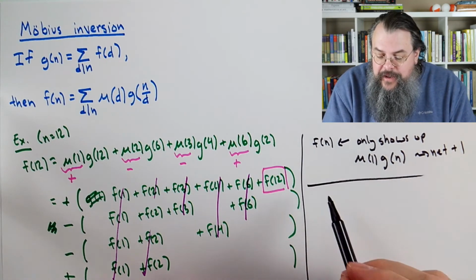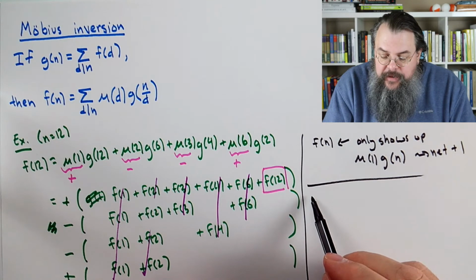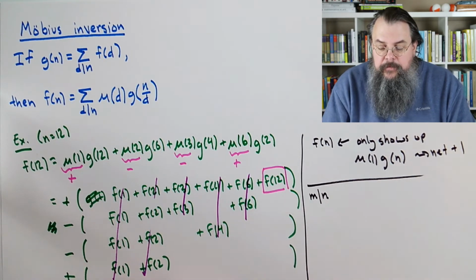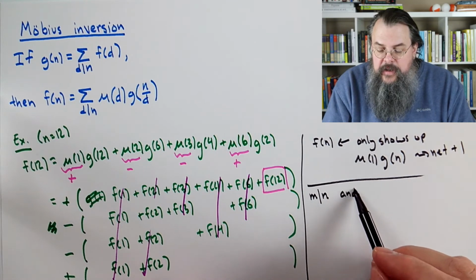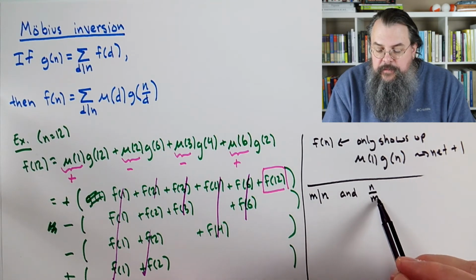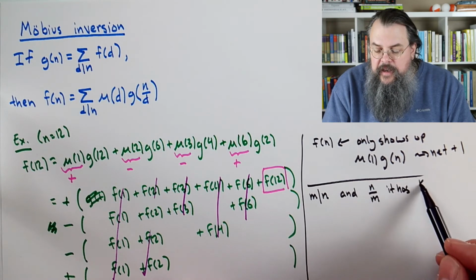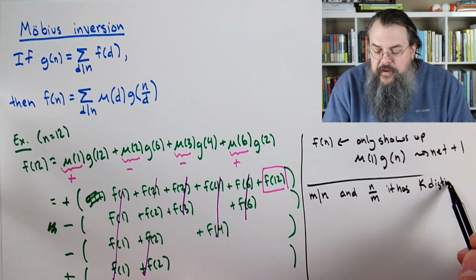Okay, so if I look at any other number that divides into n, so suppose m divides n, and in general, when I look at this n over m, it has, let's say, k distinct primes.